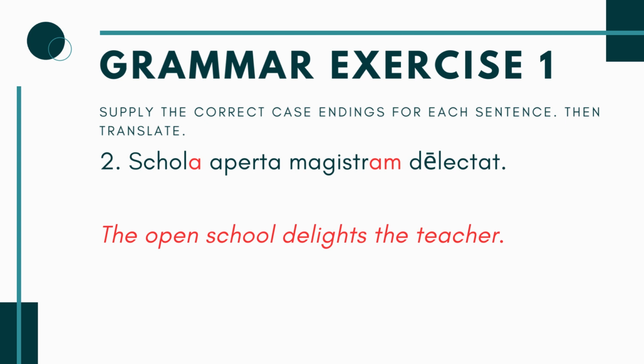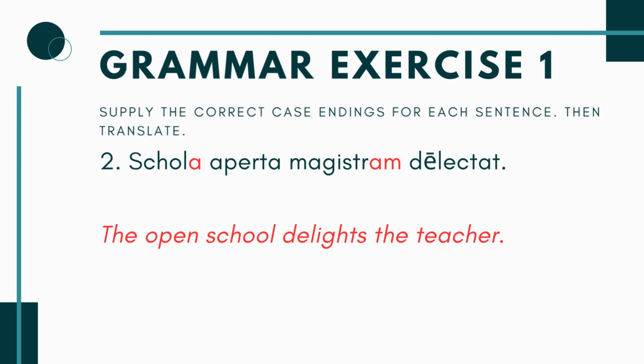Scola aperta: the open school delights someone. The only other noun we have is the teacher. Since teacher here is the direct object, it's not going to have an A ending. It's going to have an AM ending. It's accusative singular. I'm saying the open school delights the teacher. That's the only way this makes sense. You're not having the open teacher delights the school. That just doesn't make any sense.